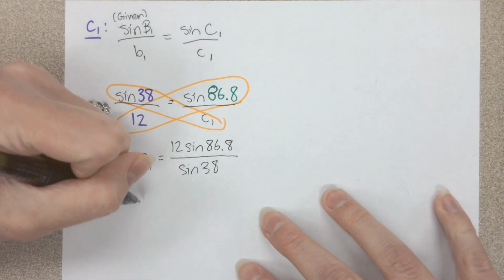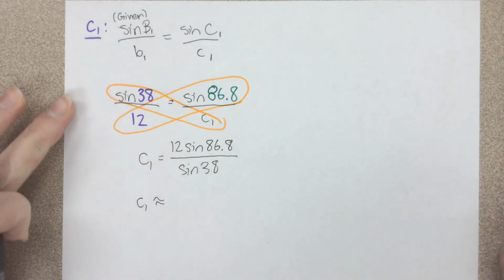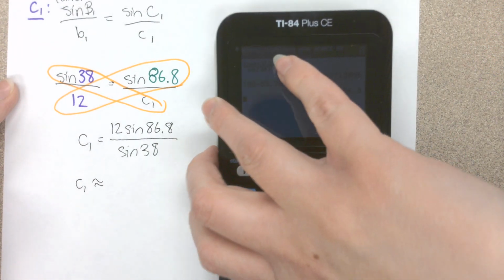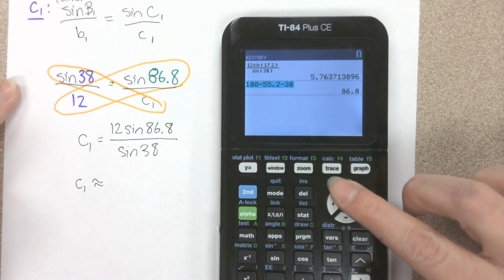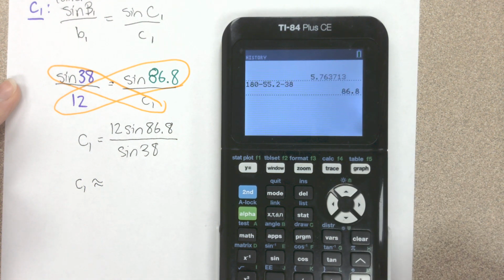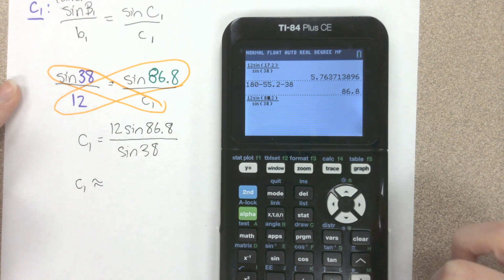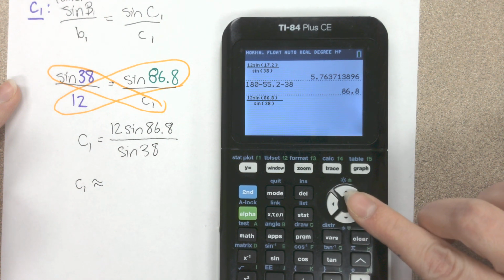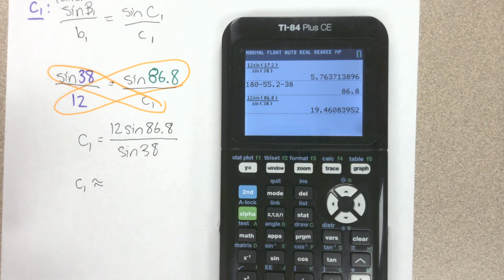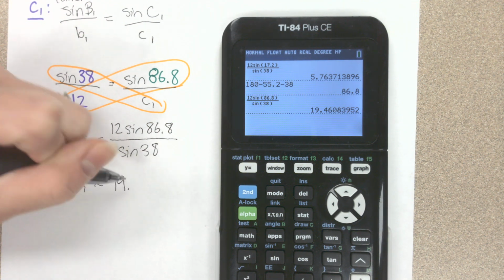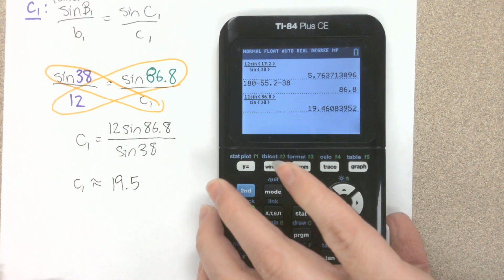And then finally we use the calculator to get that answer. Good news, it should be similar to what I typed in last time. Yeah, just got to change the top. Angle 86.8 on top. Yep. 19.5.